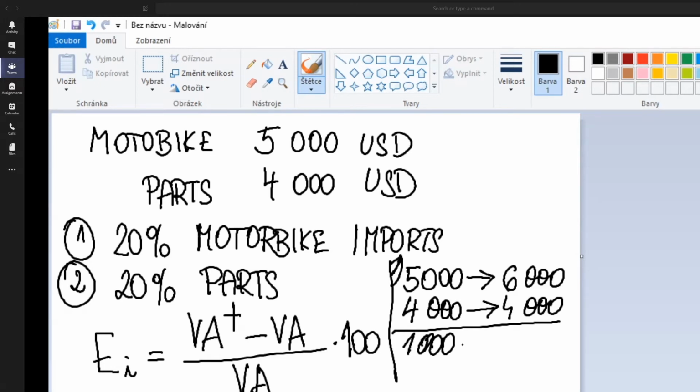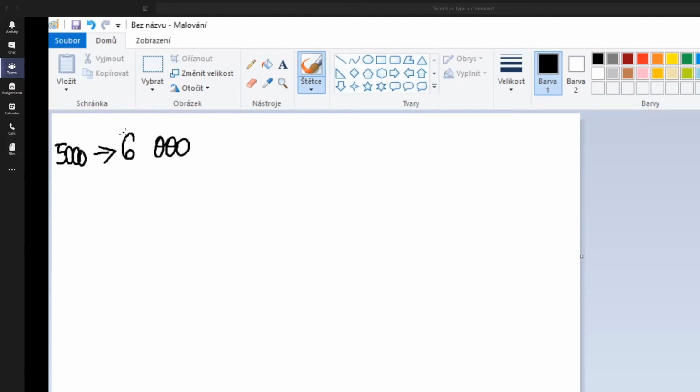Excuse me? Sorry. Yes? Okay. I want to ask, why doesn't the 4,000 change? The 4,000, why? Yes, it didn't change because there is no tariff protection. You know? In this industry where they are producing parts, they have no tariff protection. So the price is the same.